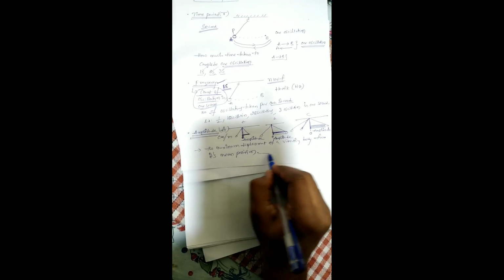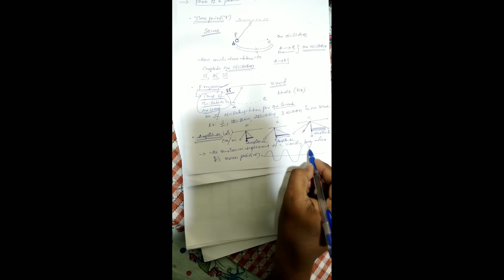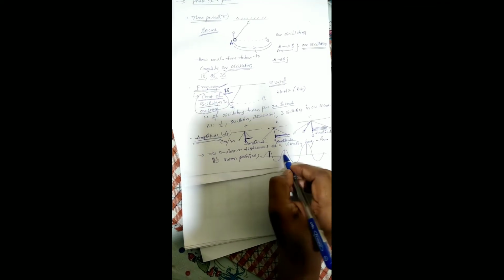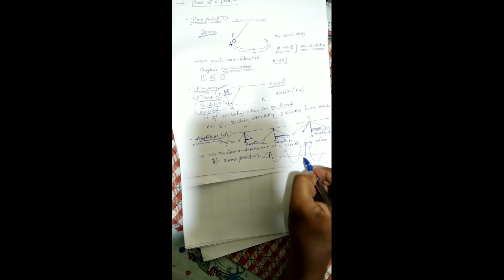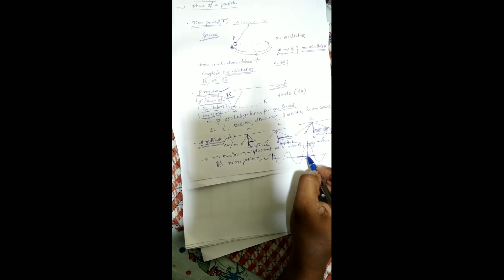Suppose in case curves are there, compare these three. This is the maximum amplitude, AB. It is the mean position. The maximum displacement of a vibrating body from its mean position is called amplitude.